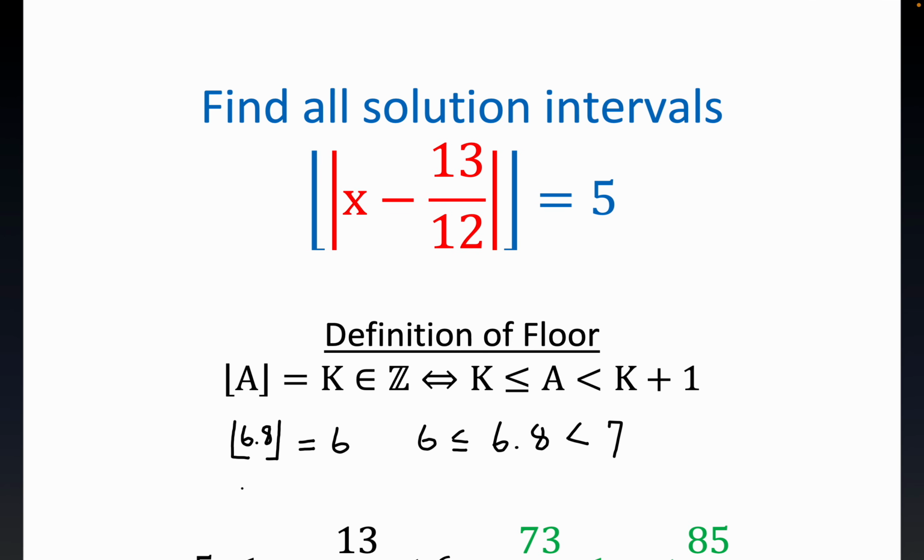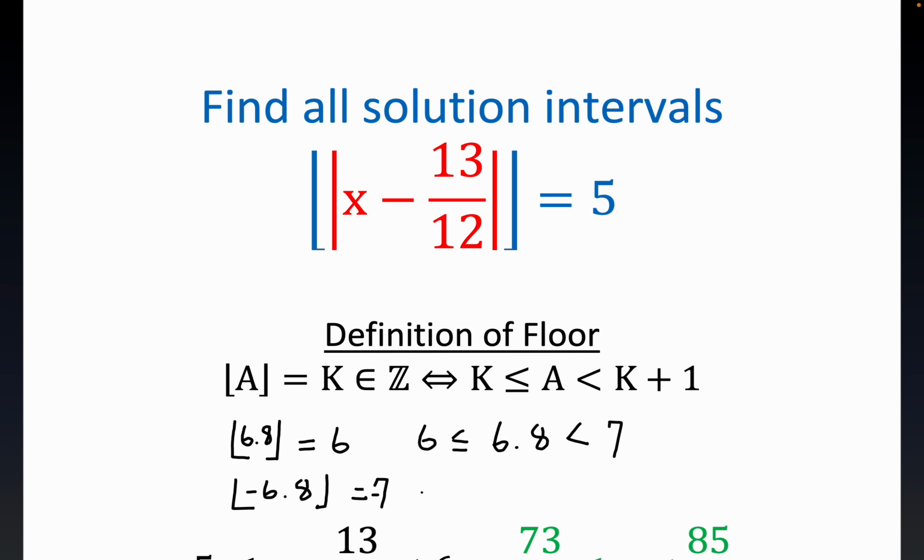Now this part is a little confusing perhaps. Let's take a look at the floor of minus 6.8. Now this is a little backwards. It took me a while to adjust to this. It's simple, but it bothered me. This is actually equal to minus 7, and it just has to do with the geometry of the real number line, I guess.